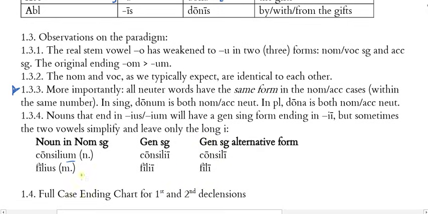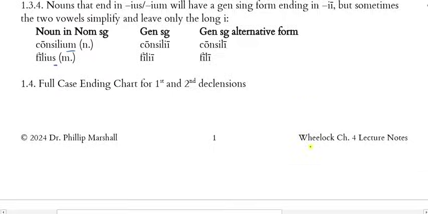Now, filius is a masculine form. So notice that its nominative form ends with an S here. Neuter forms in the second declension end with an M. But its genitive singular is filii, filii, and then if this I drops out or simplifies to just the long I, you can see fili, fili. All right. Now, this does happen in Latin, but in our textbook, the authors will try to keep the basic form here so that it's not confusing. Now look at 1.4.